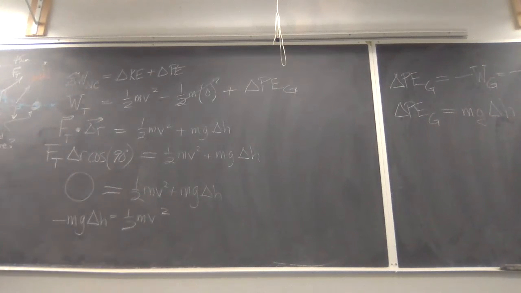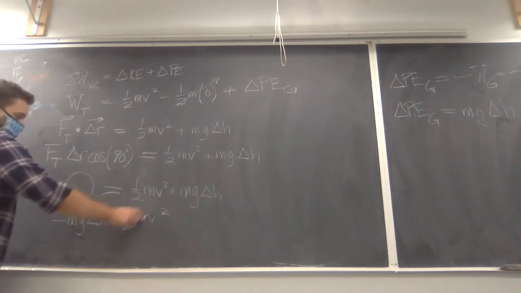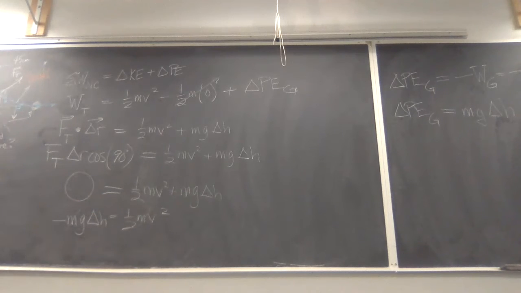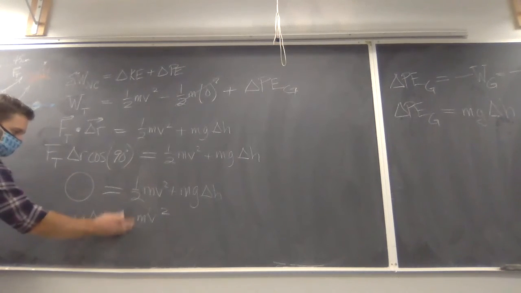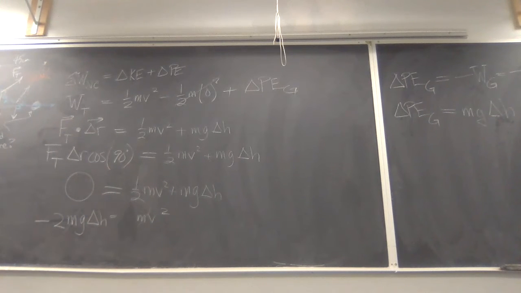I don't know the mass. Is that a problem? It is not a problem, and I can't find it. But it's not a problem because you can divide it out. We can cancel it. Let's multiply by 2. And let's take a square root.